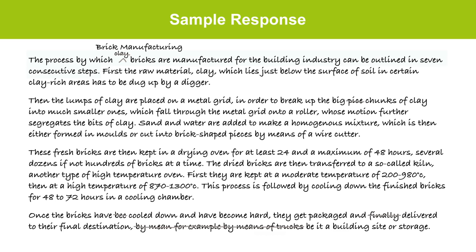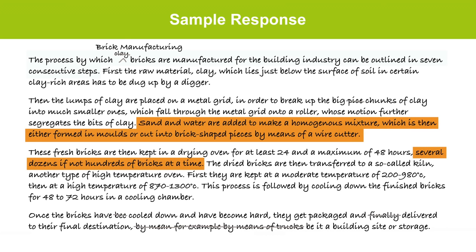Moving on, the answer uses a wide range of vocabulary and grammatical structures flexibly and correctly. This means it's given a band 9 for both lexical resource and grammatical range and accuracy. Here are just a few examples. Sand and water are added to make a homogeneous mixture, which is then either formed in molds or cut into brick-shaped pieces by means of a wire cutter. Several dozens, if not hundreds of bricks at a time.